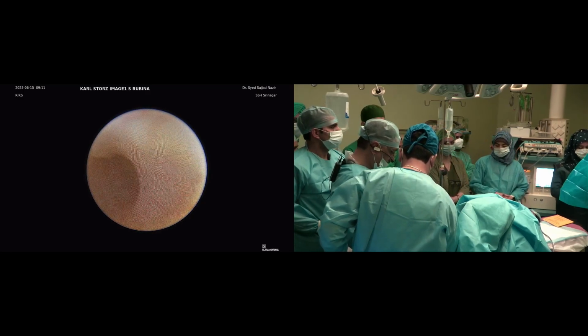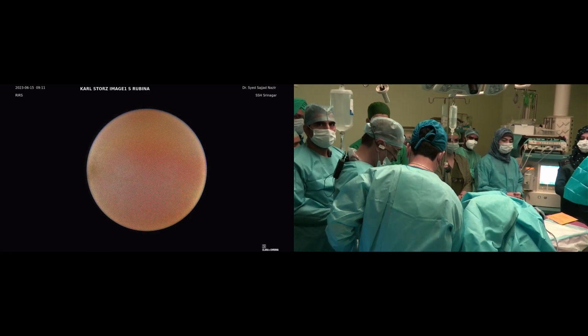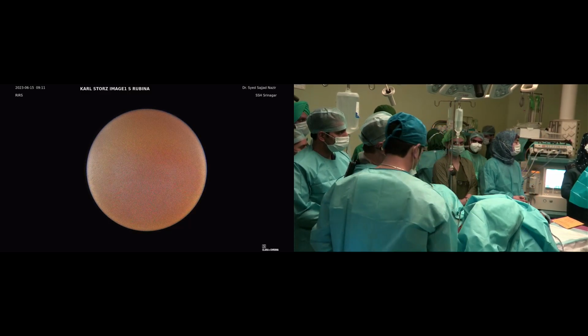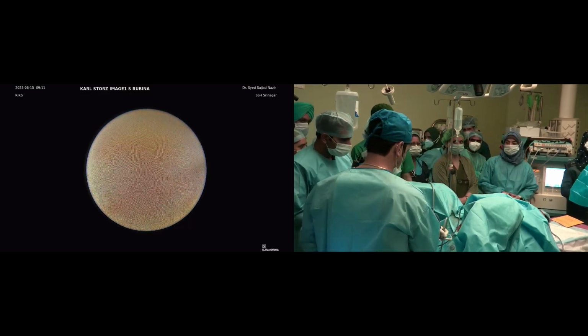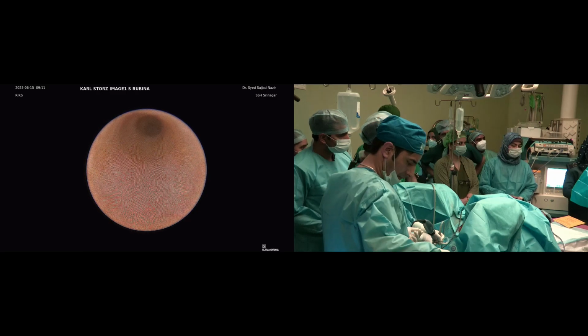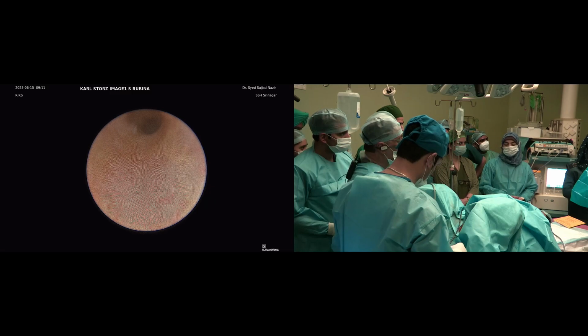Dr. Sajad, what is your experience with a pelvic stone, especially in a female? If you take a rigid ureteroscope up into the pelvis and try to fragment the majority of the stone, do you do that?